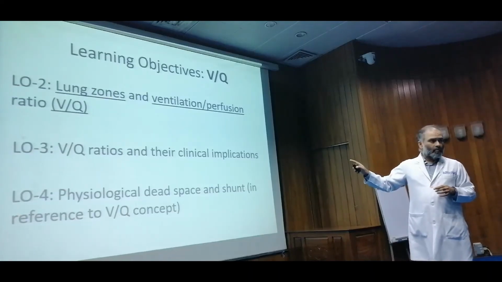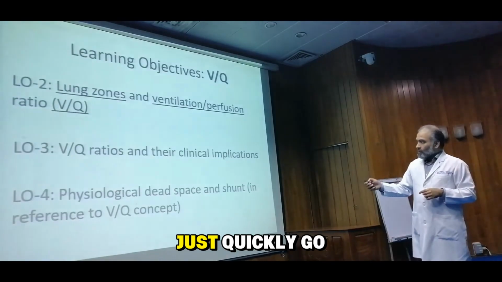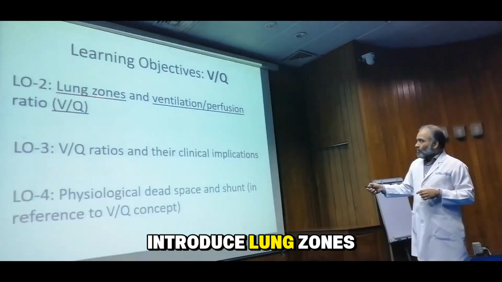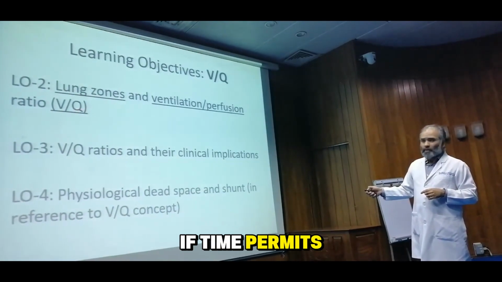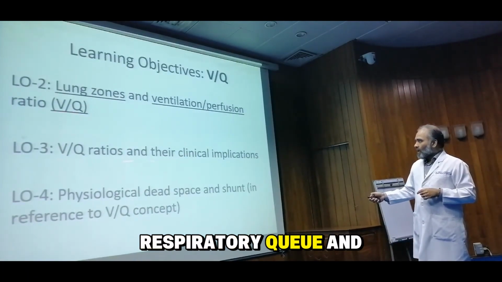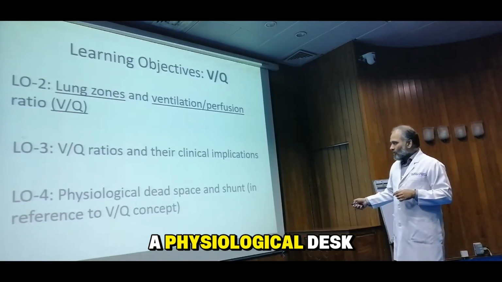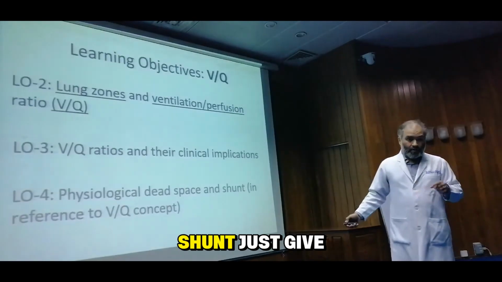These are the learning objectives of today, tomorrow, and the day after tomorrow. Just quickly go through. We've introduced lung zones, and maybe, if time permits, introduce V over Q. Tomorrow we'll look at details of V over Q and their clinical implications, and at the end we'll look at physiological dead space and this thing called shunt.